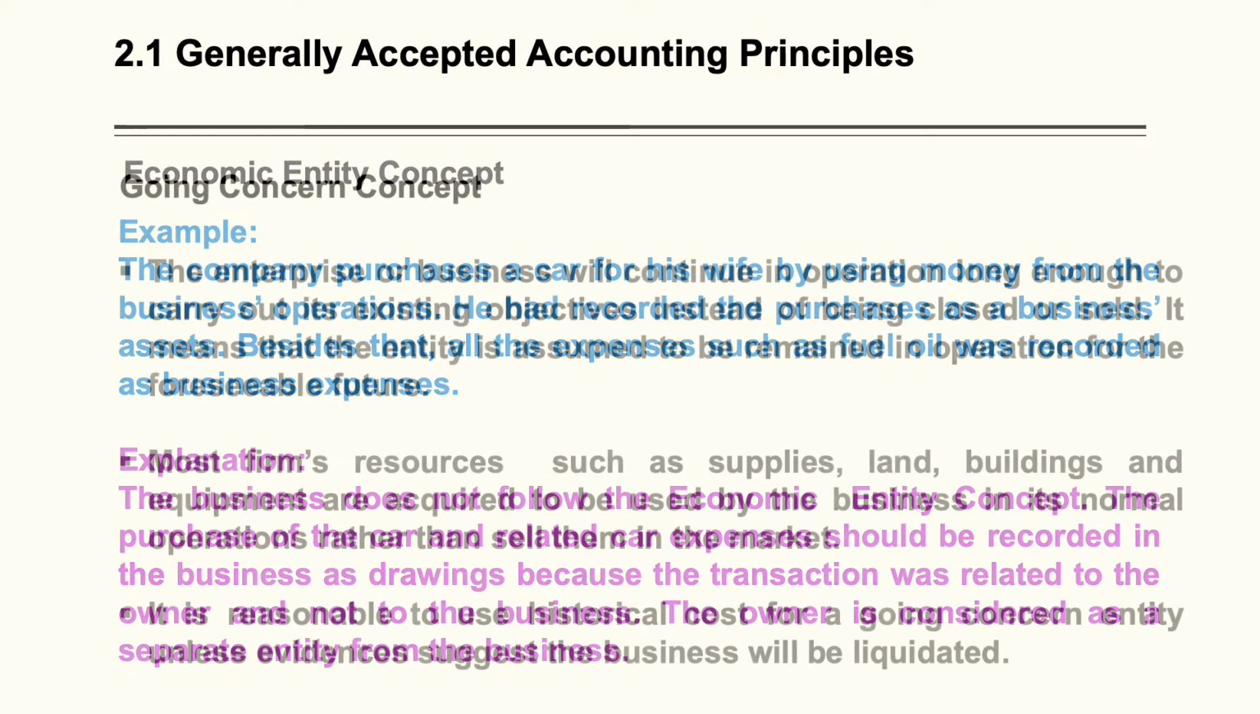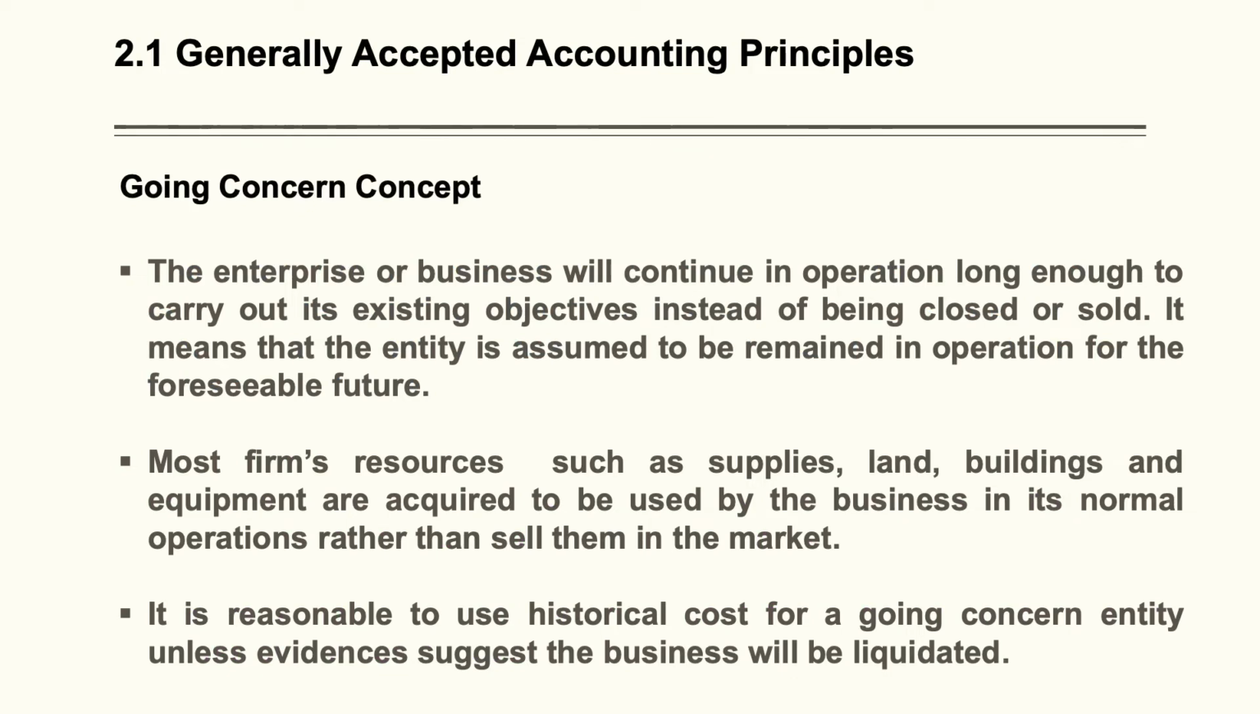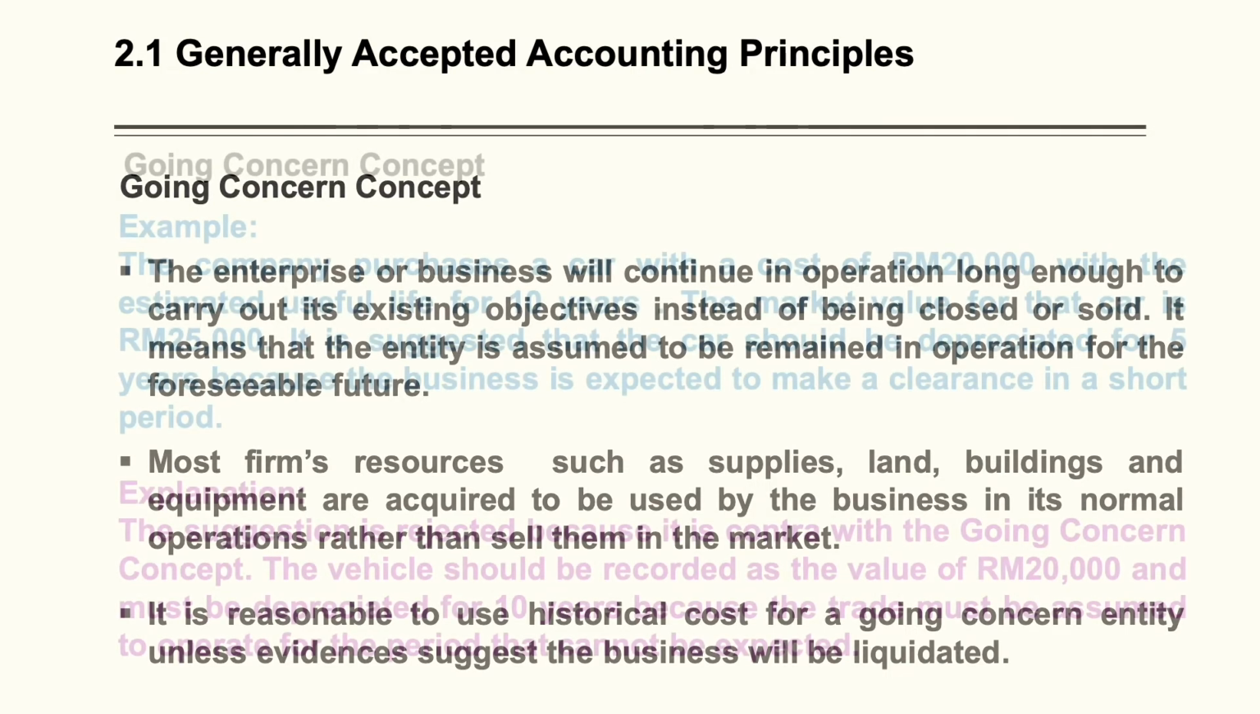Now let us go to another concept, the going concern concept. According to this concept, the enterprise or business will continue in operation long enough to carry out its existing objectives instead of being closed or sold. It means that the entity is assumed to remain in operation for the foreseeable future. Most firm resources such as supplies, land, buildings, and equipment are acquired to be used by the business in its normal operation rather than sold in the market. So it is reasonable to use historical costs for a going concern entity unless evidence suggests the business will be liquidated. So we have another example.